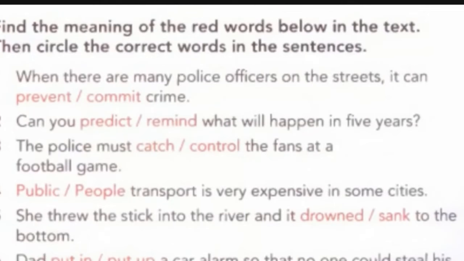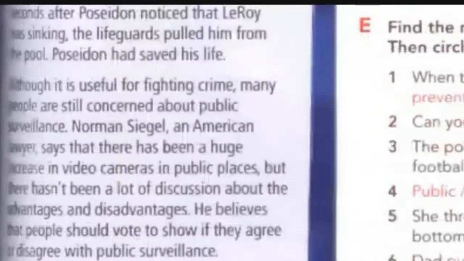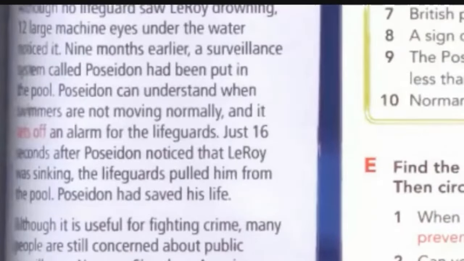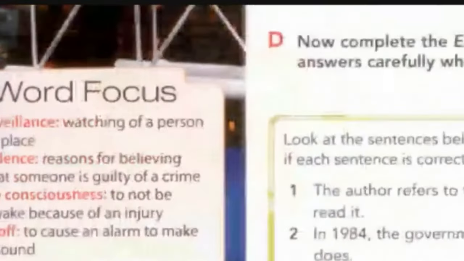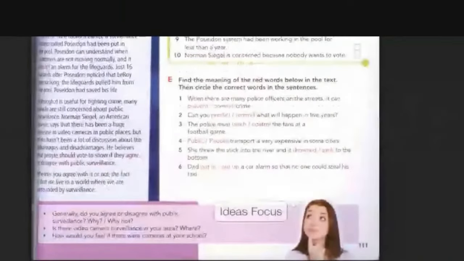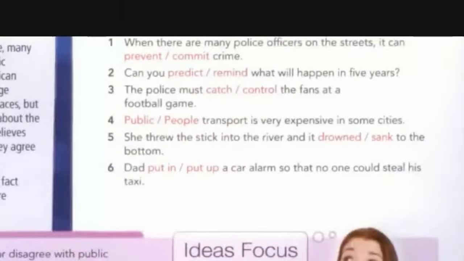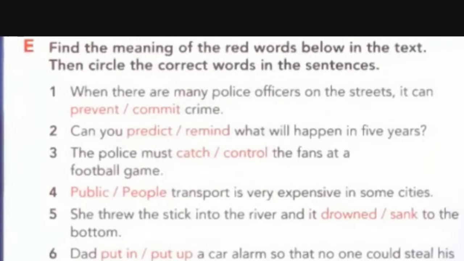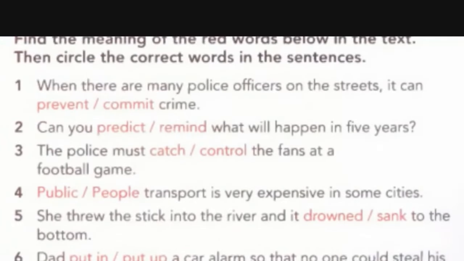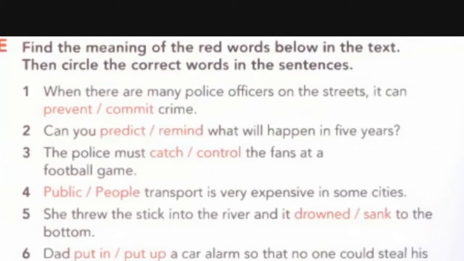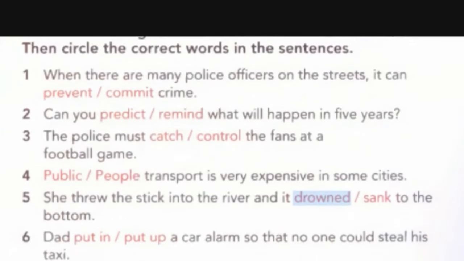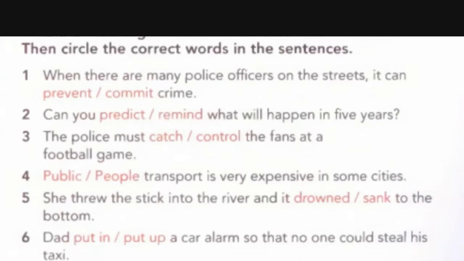Find the meaning of the red words below in the text. All these words are used in the text. You can see all these words in the text. Try to choose the correct one. I give you 3 minutes to do it. You type your answer straight away, type your answer in the chat.